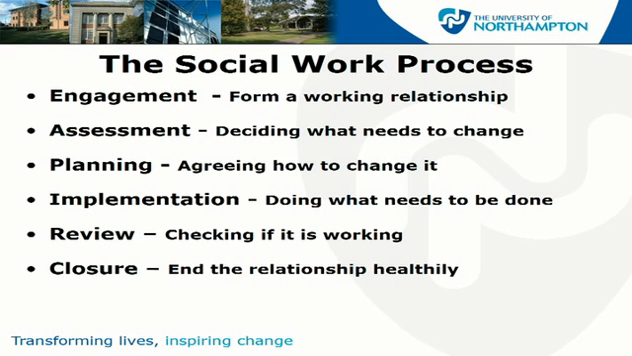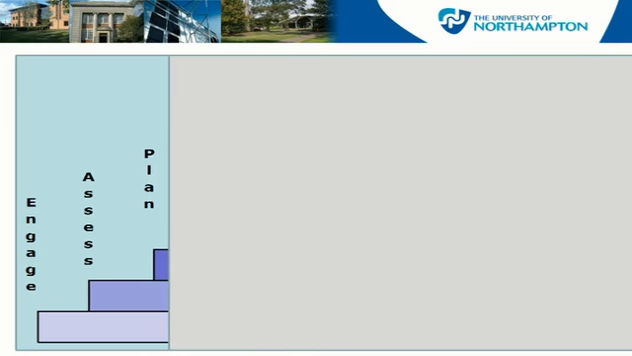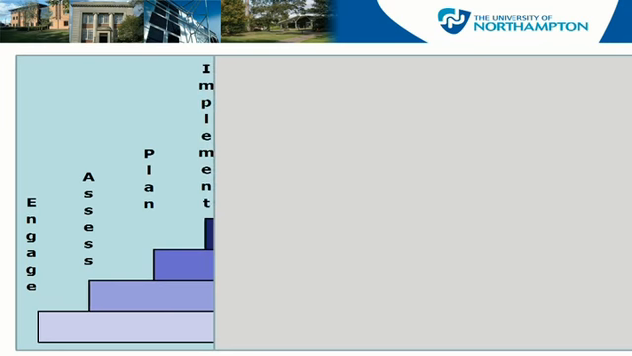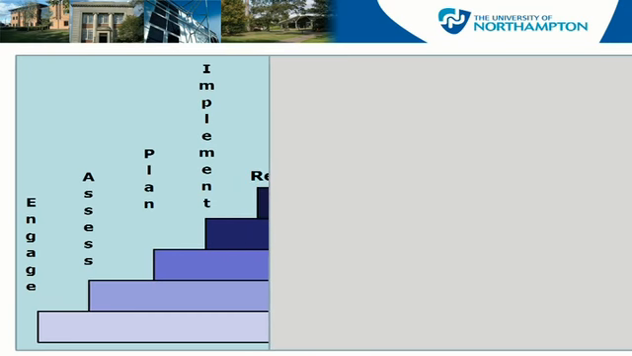So let's look at how that might appear visually across the period of your work with a particular service user. You're going to start the process here with engagement. So you're going to form that working relationship. Having formed that working relationship, you are then going to move on to assessment to find out what needs to change. Having assessed, you are then going to plan how you are going to change it. Having planned, you are then going to implement your plan. You are then going to be reviewing your plan.